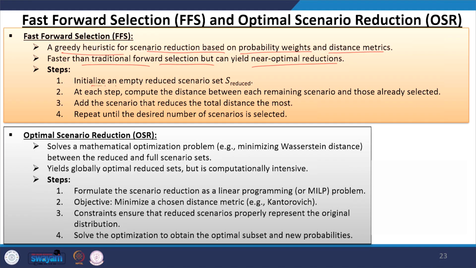Steps: initialize again with an empty set, then at each step compute the distance between each remaining scenario and those already selected. Add the scenario that reduces the total distance the most. Okay. Repeat until the desired number of scenarios is selected. It is the same process, just that you will do a heuristic search for it.